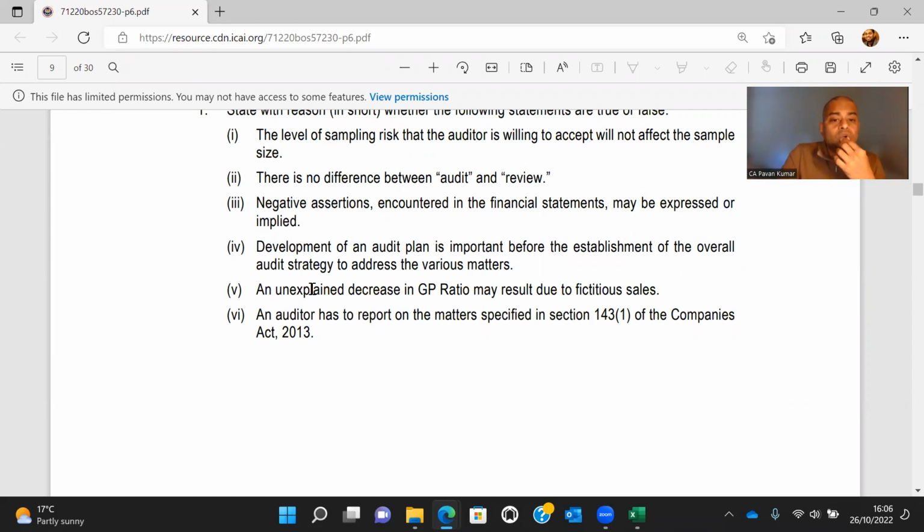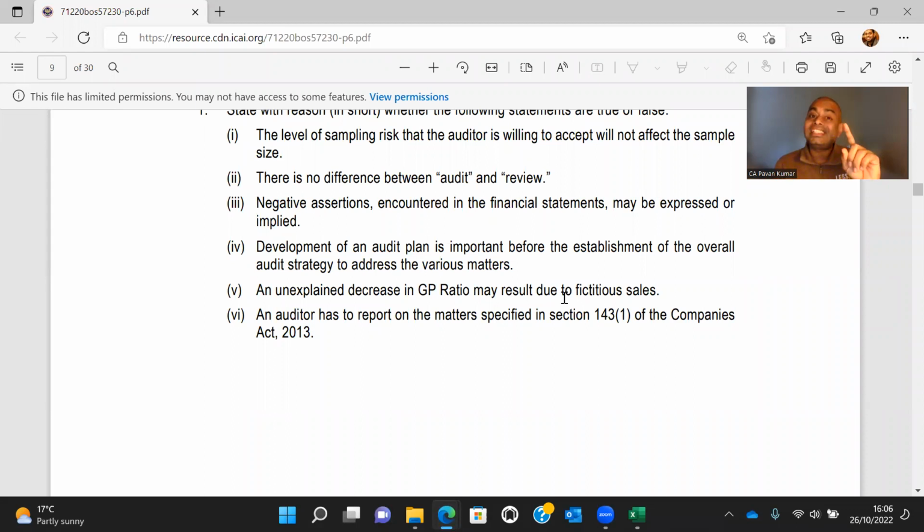Okay. So an unexplained decrease in GP ratio because of fictitious sales. Now you tell me, if you write fictitious sales, do you think GP will be high or GP will be low? Fictitious sales will increase GP or decrease GP? Please understand, fictitious sales will increase GP.